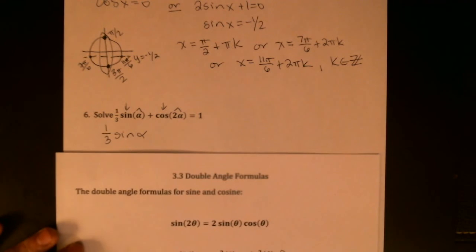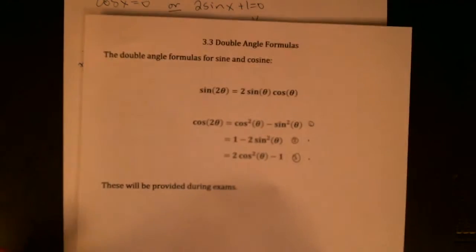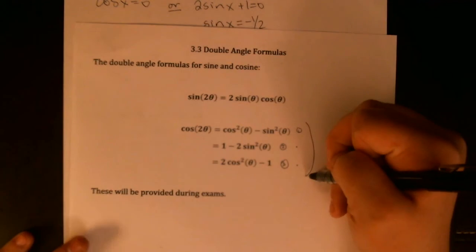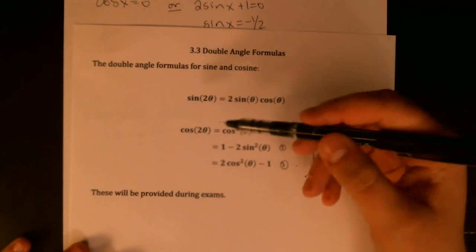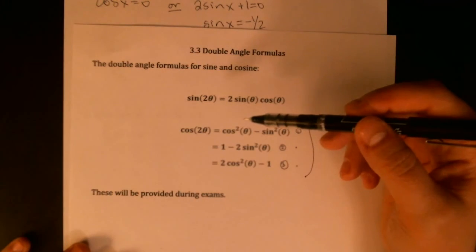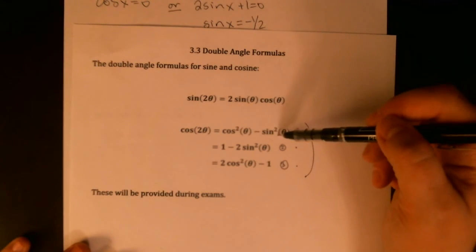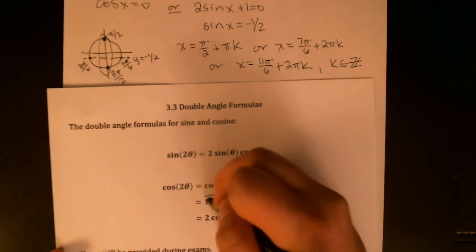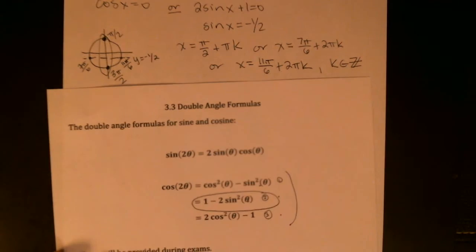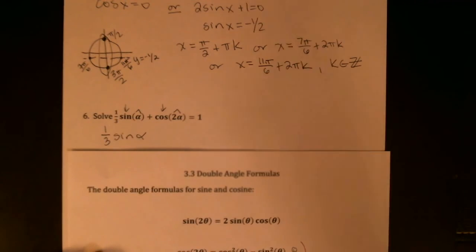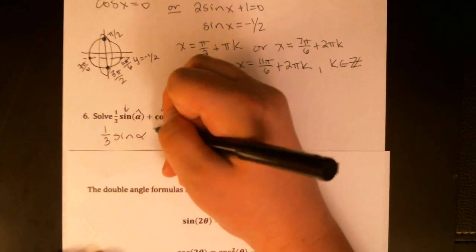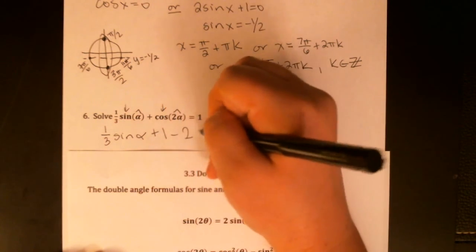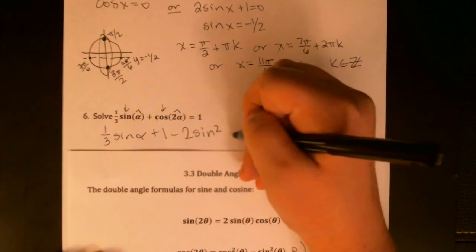If we look back at our formulas for cosine, it's this trio right here. We can turn cosine of 2 alpha into a combination of cosine squared and sine squared, into only sine squareds, or into only cosine squareds. And since my other function is a sine function, I'm going to choose this one. Then I won't have any cosines left. So I'm going to replace the cosine of 2 alpha with 1 minus 2 sine squared alpha.